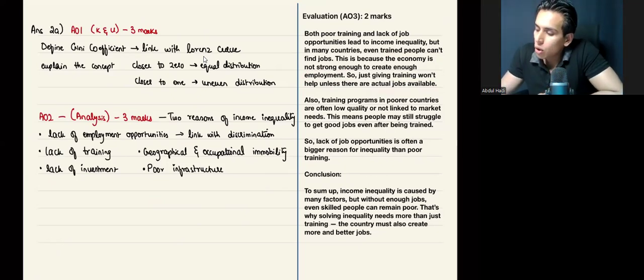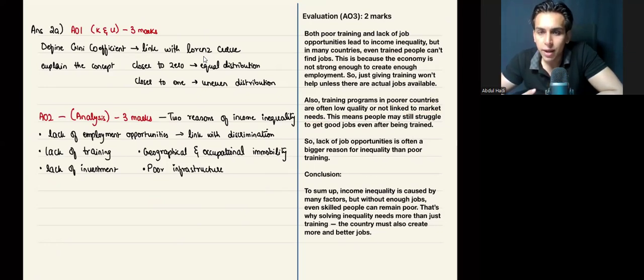Then, also, training programs in poorer countries are often low quality or not linked to market needs. The training program that we have here in low income countries is not very good. Now, for example, in Pakistan, people are getting trained, but the skill that they are learning is not in demand anymore.